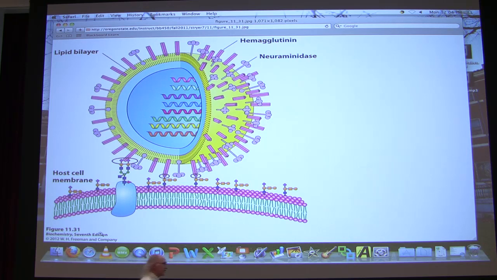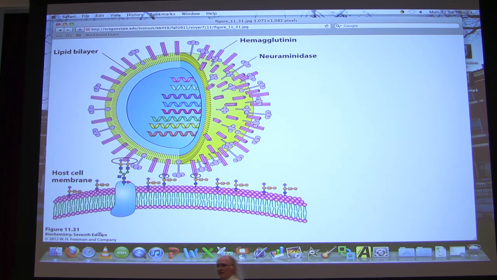So the combination of the hemagglutinin binding to a specific carbohydrate residue and the neuraminidase cleaving a neuraminic acid containing residue on the surface of the red blood cell allows the viral RNA of the flu virus to enter the cell, infect the cell, and cause many more copies of the virus to be made as a result of that.